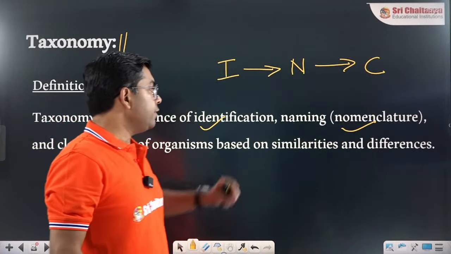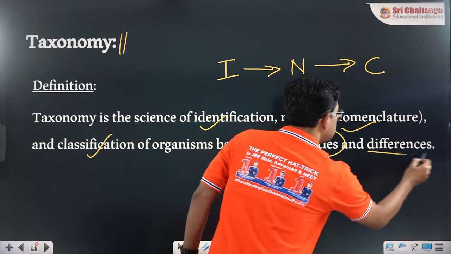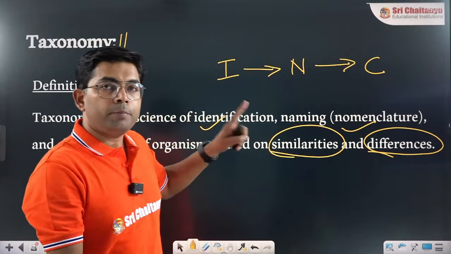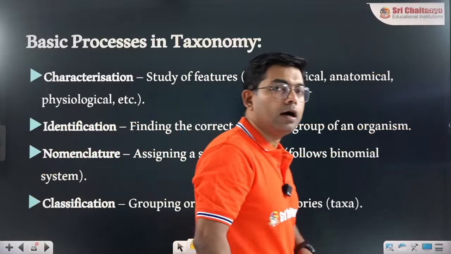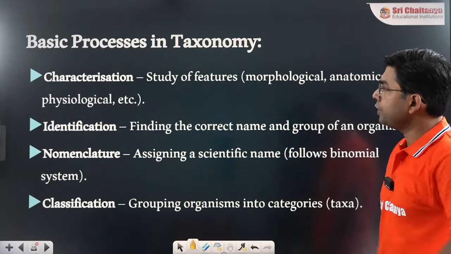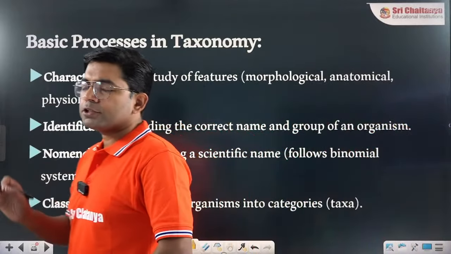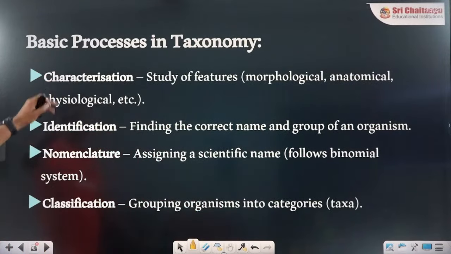These are done correctly, and here we will also see the similarities and differences of organisms. So, taxonomy definition, very important. Now if we see the individual process of taxonomy, the basic process of taxonomy includes characterization.